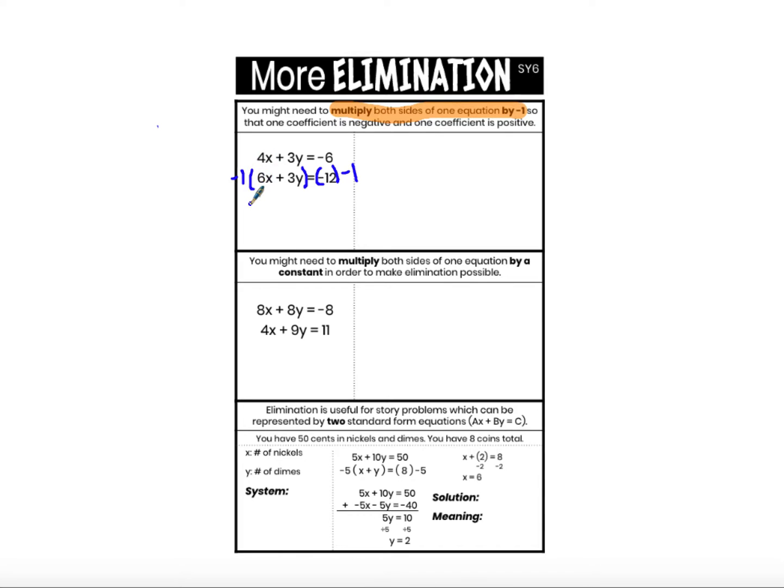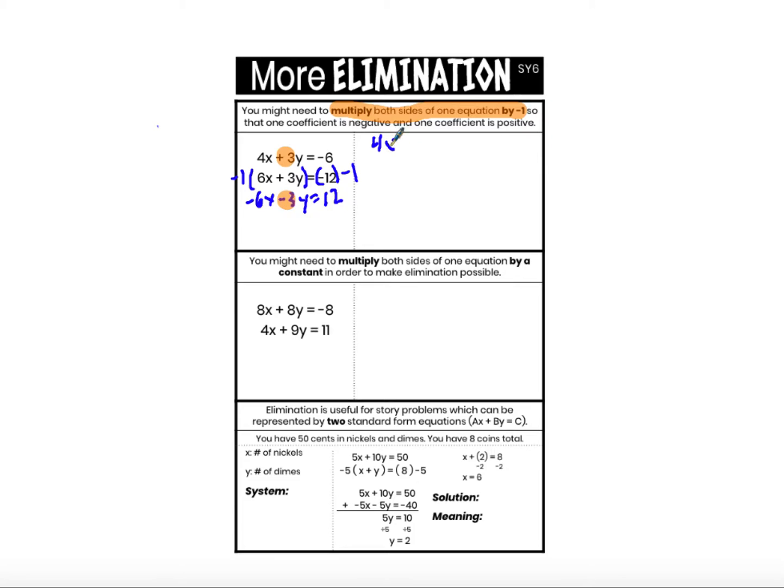So -1 times 6x is -6x. -1 times 3y is -3y. And then -12 times -1 is +12. Now I have what I was hoping for. I have a pair of opposite coefficients that when I add the original equation to the second equation transformed, will add to 0.